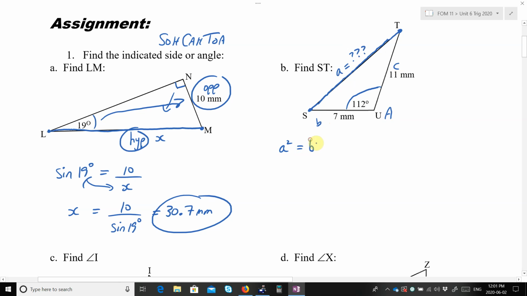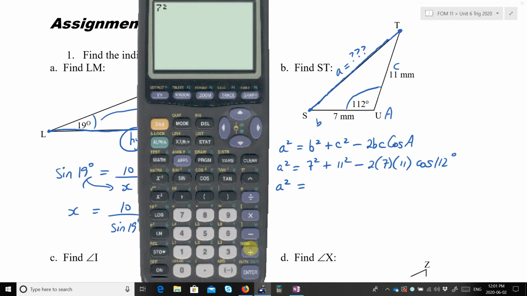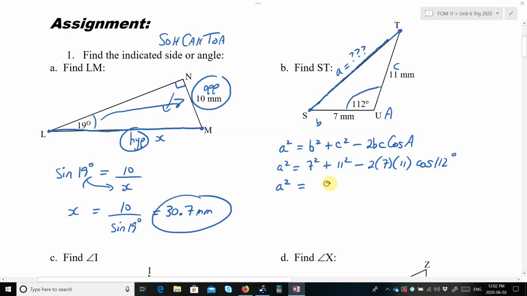So cosine law, we would go a squared equals b squared plus c squared minus 2bc cos A. B is 7, so we go 7 squared plus 11 squared minus 2 times 7 times 11, and cos A is 112 degrees. Seven squared plus 11 squared minus 2 times 7 times 11, and then cos 112. And we get 227.68 and a bunch of stuff.